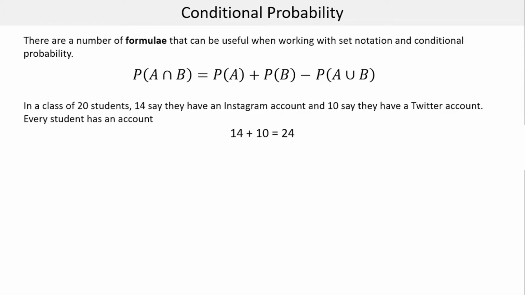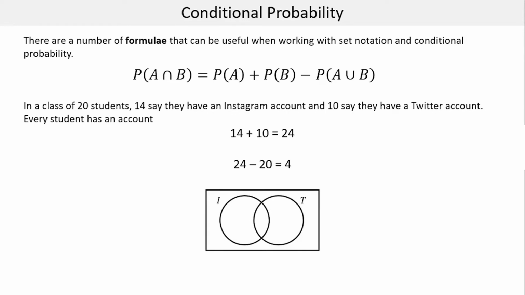And we reasoned before that these 4 extra responses have come because some people responded twice. Some people put their hand up to say I have an Instagram account, and they also put their hand up to say they had a Twitter account. So we reasoned that those students are the ones in the intersection, and then we could draw our Venn diagram and solve some problems working on from there.